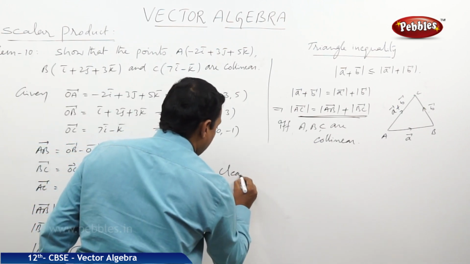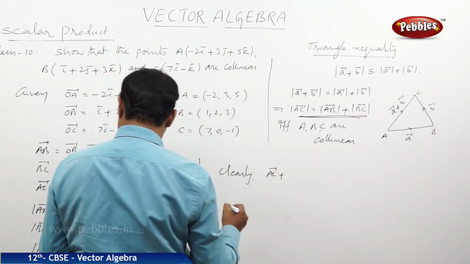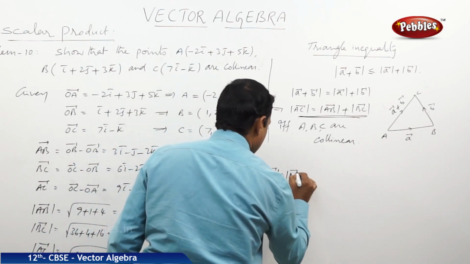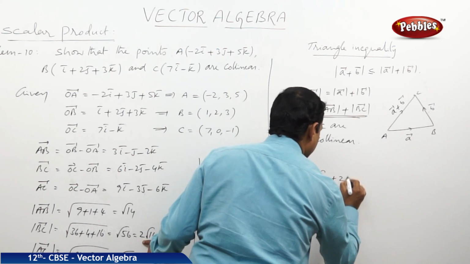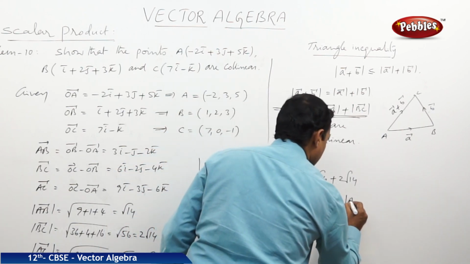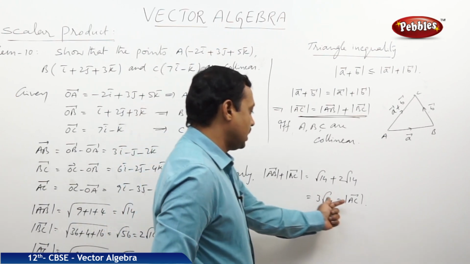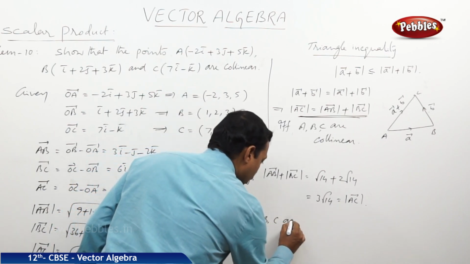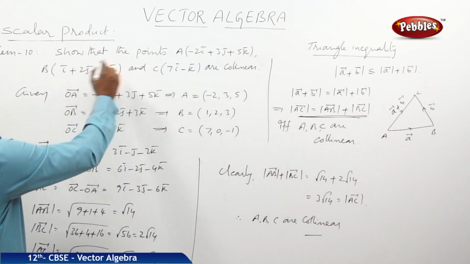So clearly it is observed that magnitude of AB plus BC is equal to root 14 plus 2 root 14 is equal to 3 root 14, which is equals to magnitude of AC. Therefore, sum of two magnitudes is equal to magnitude of third vector. Hence, A, B, C are collinear. Therefore, finally, the given points are collinear.